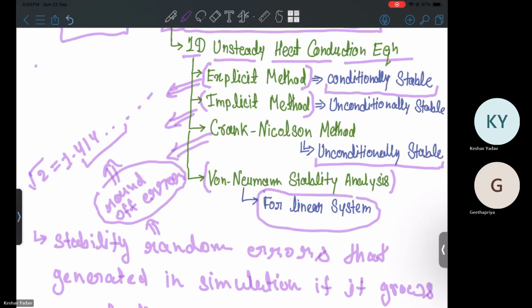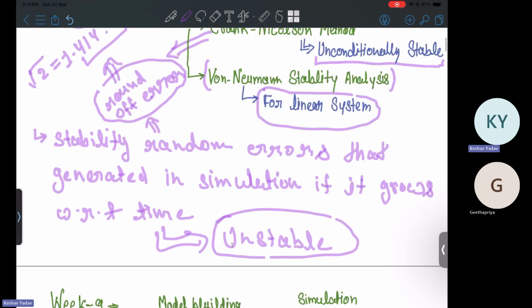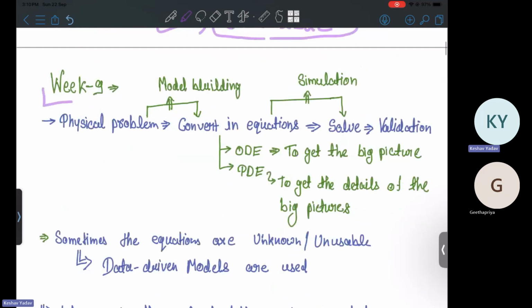So suppose at some nth iteration, we have epsilon as a round off error. At n plus 1th iteration, at some ith location, the round off error is epsilon i at n plus 1. So if we take the ratio alpha, which is the growth factor or amplification factor, that will be equal to epsilon i at n plus 1 divided by epsilon i at nth iteration. If alpha is greater than 1, then our system is unstable. Otherwise, it will be stable. Clear? Now we'll move towards week 9.